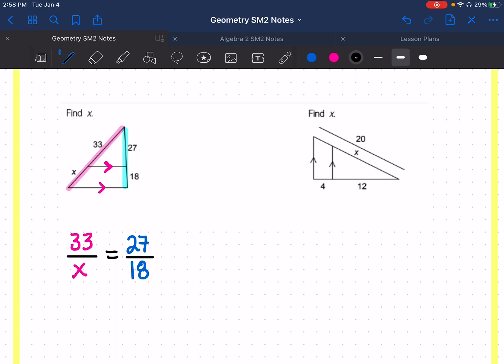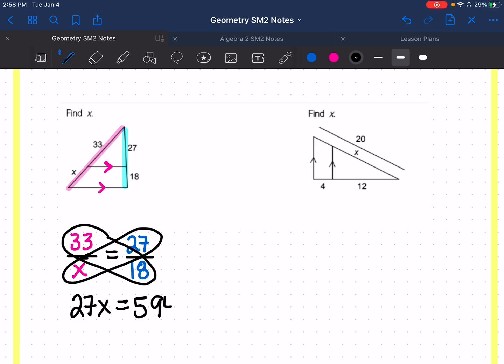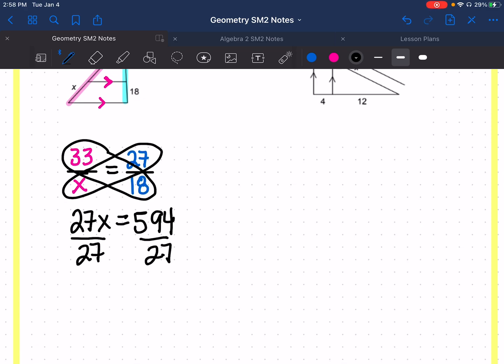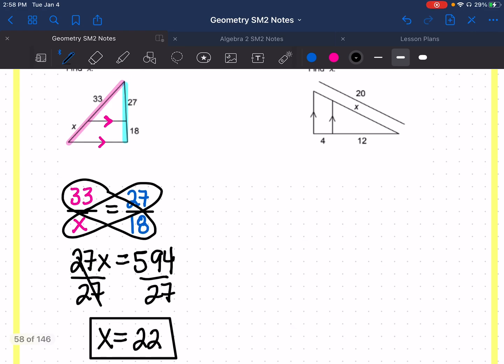Now I can just cross multiply. So remember we're doing x times 27, and we're going to do 33 times 18. That's 594. To solve for x, we would simply divide by 27. And earlier in my calculator, I got 22 for my answer. And that's it.